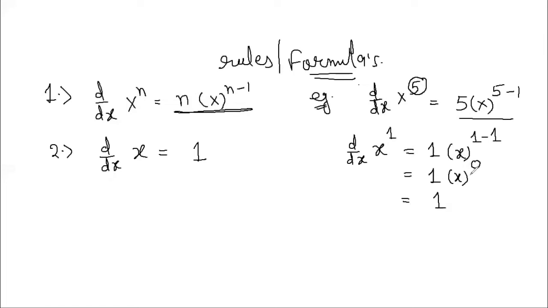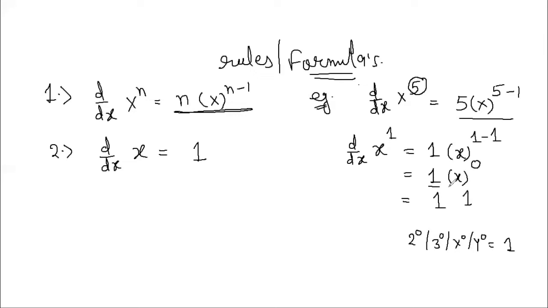See, in maths, any number to the power 0 or any variable to the power 0, suppose you have 2 to the power 0 or 3 to the power 0 or x to the power 0 or y to the power 0, anything to the power 0, the answer is always 1. So x to the power 0 is again 1.